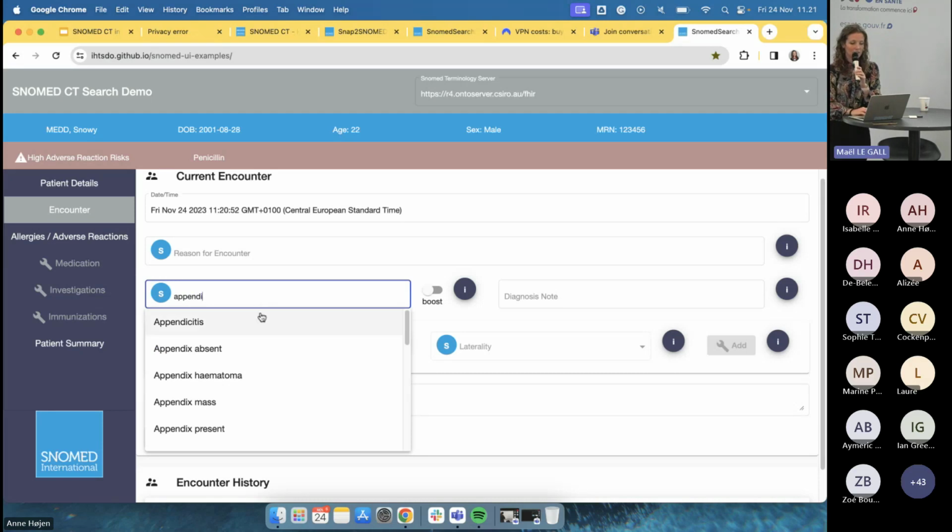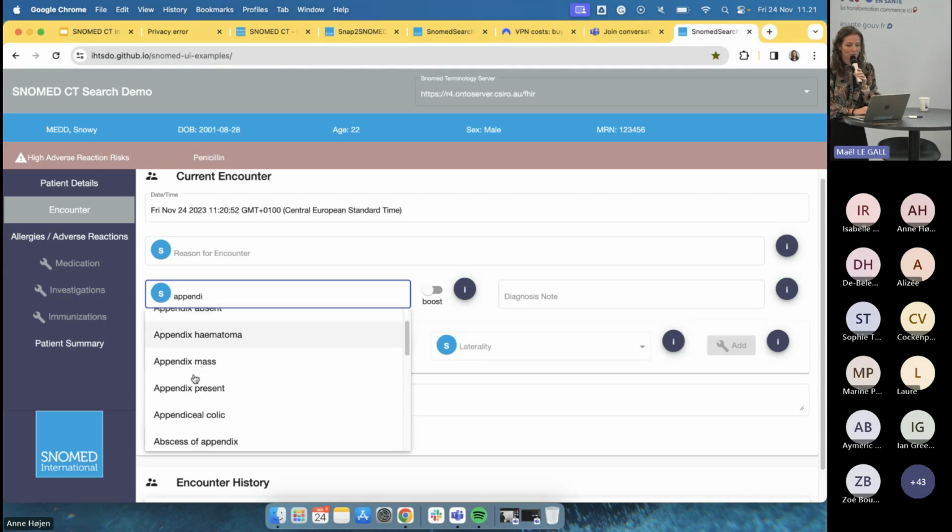I get, and if you look at all of these concepts, they are things that can be observed. It's a thing. It's not a procedure. It's not a body structure. It's a disorder or a clinical finding. Abscess of appendix, colic, burn, appendicitis.